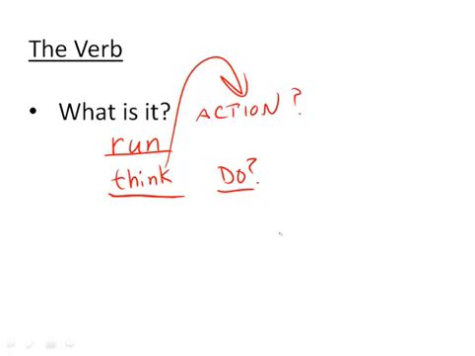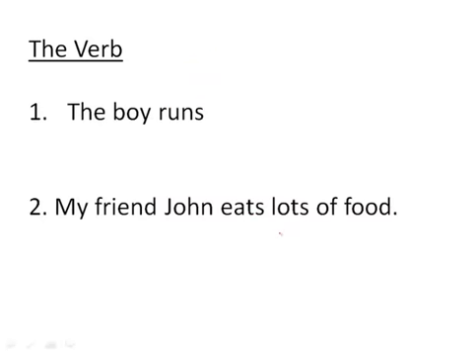So let's take a look now at a couple of verbs in an actual sentence. Starting with number 1, the boy runs. You should remember from the last video, the noun video, that boy is a noun. And what is the boy doing? Whatever the noun may be, boy, dog, cow, when you ask, what is the boy, what is the dog, what is the cow doing? The answer to that question is the verb. The boy runs. This is our verb.